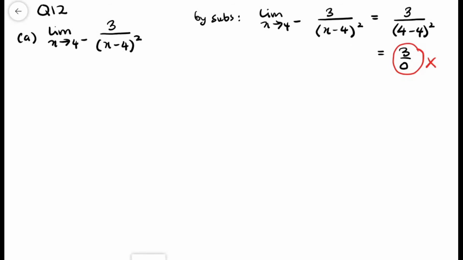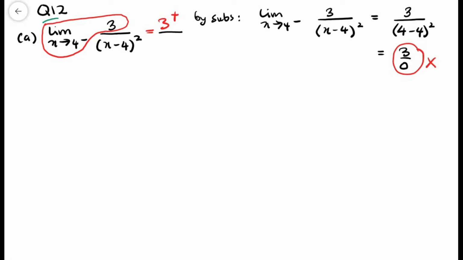Let us see the way of solving this kind of problem. The first thing is you need to read the top one. The limit of a constant would be the constant itself. So from the top, the limit of 3 as x approaches 4 from the left is 3. So 3 is positive.